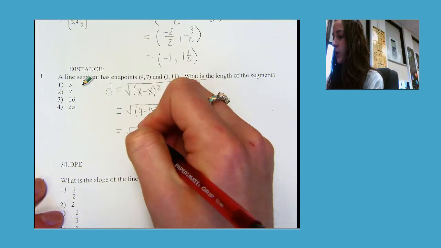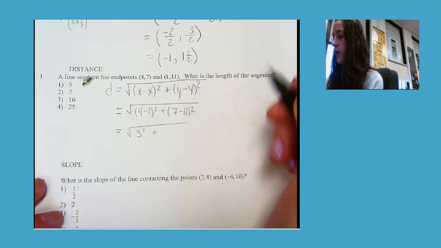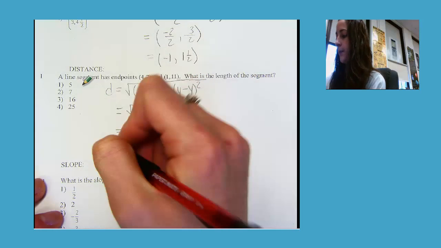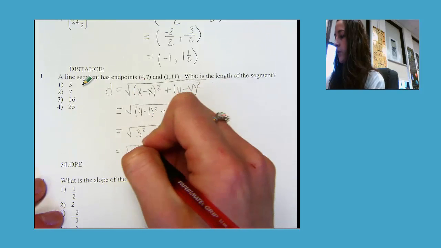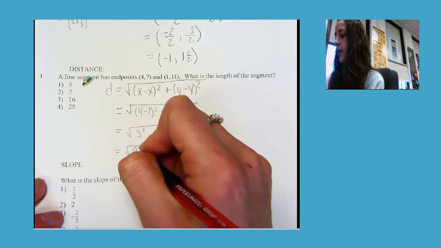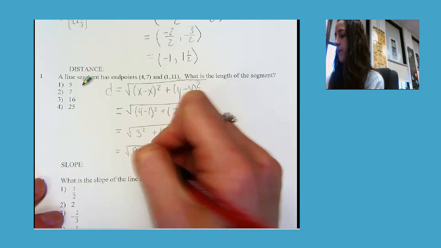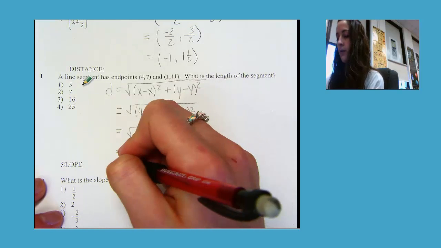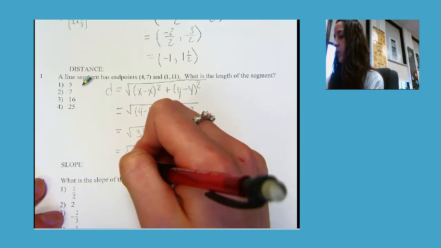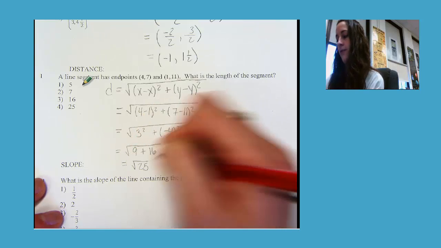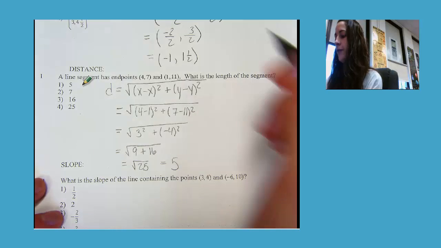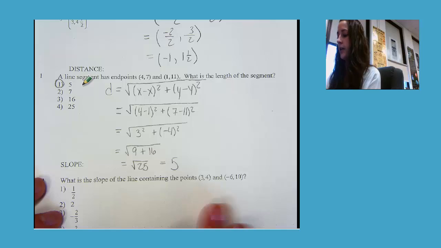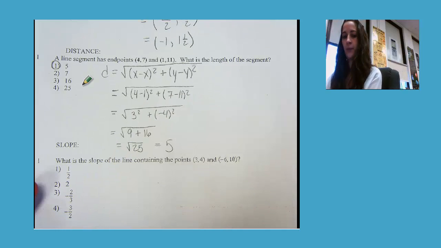4 minus 1 is just going to be 3 squared. 7 minus 11, we're going to get a negative 4 squared. Which is going to turn out to be 3 squared is 9, plus negative 4 squared is 16. Which gives us the square root of 25, which is just 5. So our answer for the first problem in our distance section is 1, which is 5.